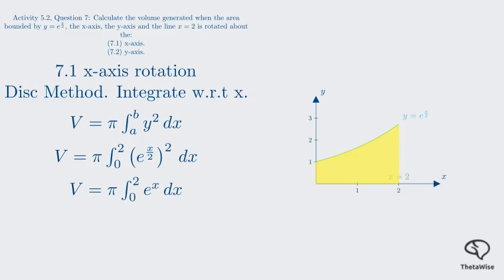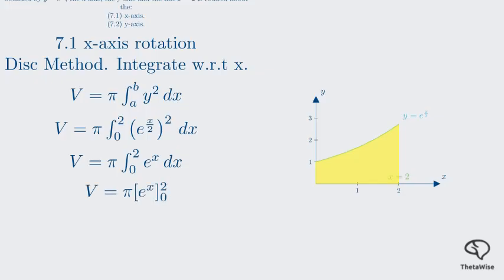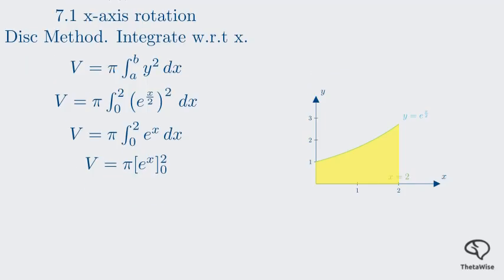Using the exponent rule, e to the a to the b is e to the ab. This simplifies to V equals pi times the integral from 0 to 2 of e to the x dx. The integral of e to the x is just e to the x. So we have pi times e to the x evaluated from 0 to 2. Substituting the limits, we get pi times e to the 2 minus e to the 0. Since e to the 0 is 1, the volume is pi times e squared minus 1.